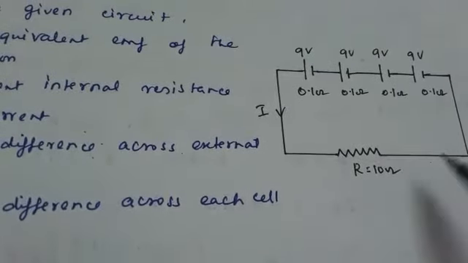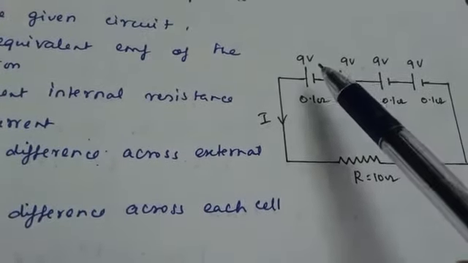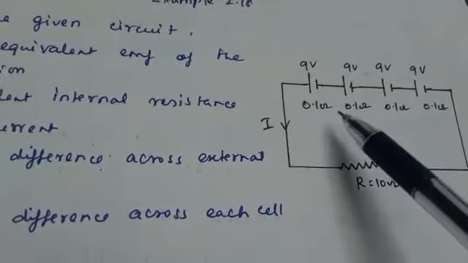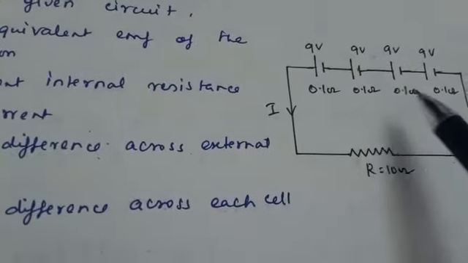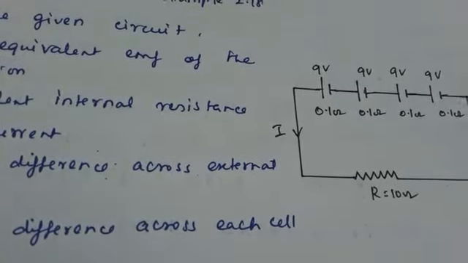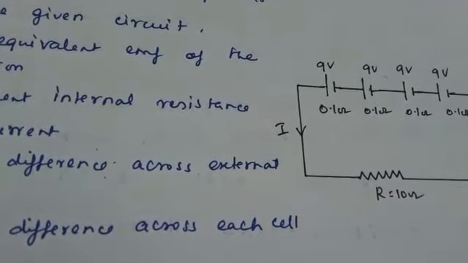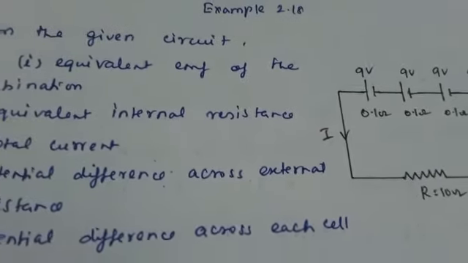A resistance of 10 ohm is connected across 4 batteries having 9 volt each and 0.1 ohm as internal resistance. All the 4 batteries are the same, and each one has 9 volt as its potential and 0.1 ohm as its internal resistance. Now we can go one by one.